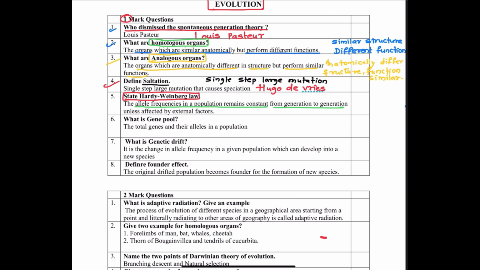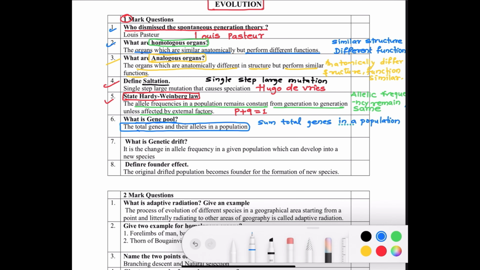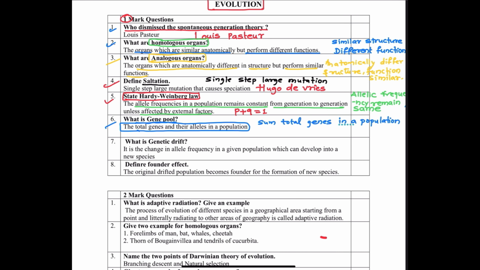Fifth one. State Hardy-Weinberg law. Allelic frequency in a population remains constant from generation to generation unless affected by external factors. The formula: p + q = 1. What is gene pool? The total genes and their alleles in a population is called the gene pool. In short, sum total of genes in a population.